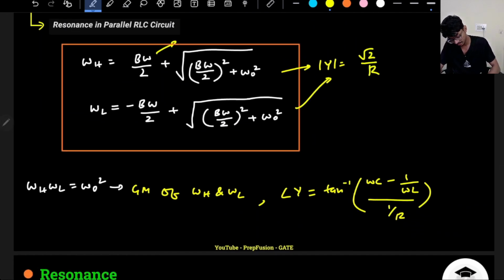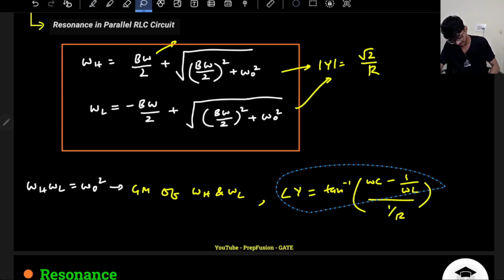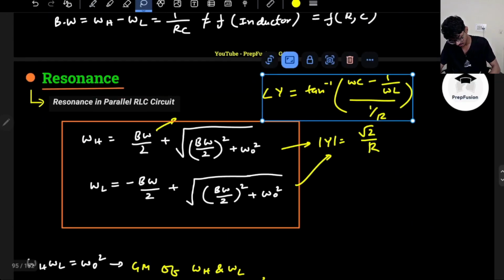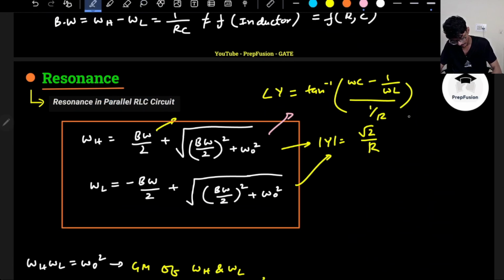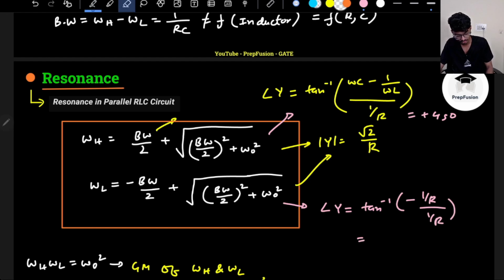But the sign, the phase angle, matters, right? So the phase of admittance in the capacitive case will be plus 45 degrees, because this also will be equal to plus 1 by R. If it is inductive, the admittance angle will be tan inverse of minus 1 by R divided by 1 by R. So it is tan inverse minus 1, so it will be minus 45 degrees. So you can find out the admittance angle as well.